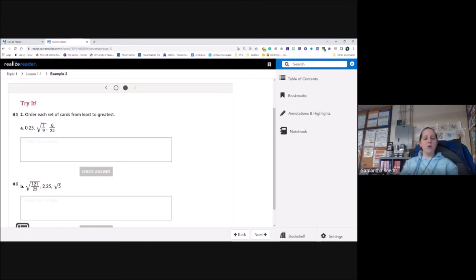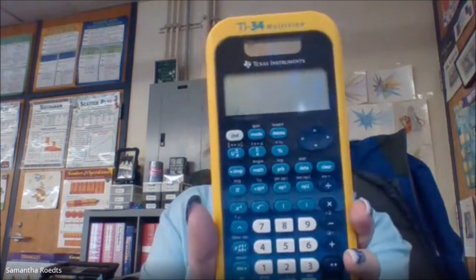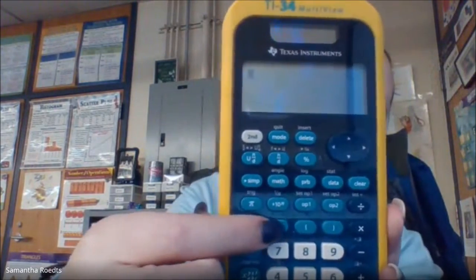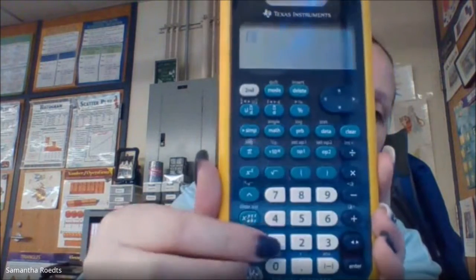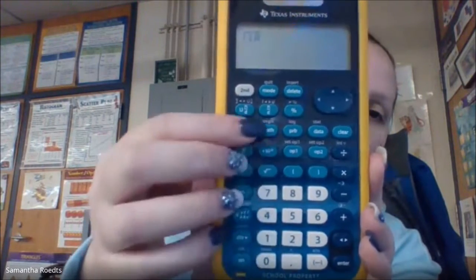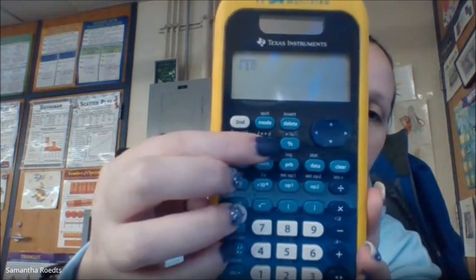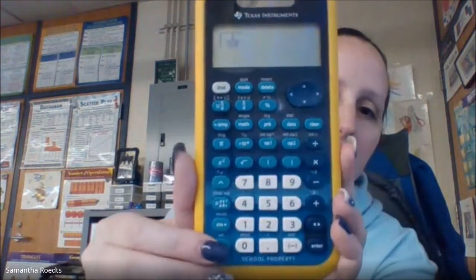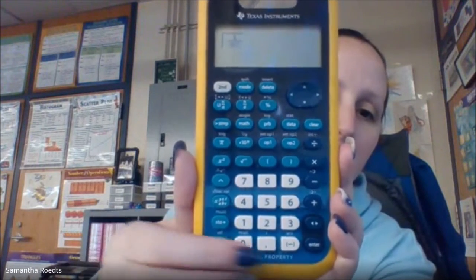So 0.25 is great. It's already in decimal form. So if I do this, here's my calculator, right? I want to do the square root of 1 over 9. So I'm going to hit the square root button, which is this button right here. So square root, and then I'm going to do 1. And on this button, I can do fractions over 9. And then I'm going to hit the enter button down here.